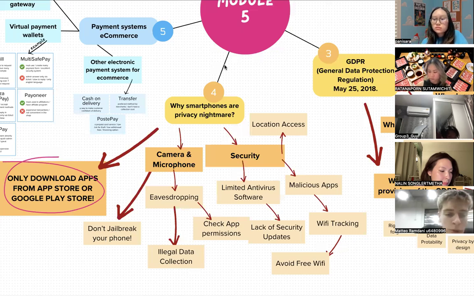So that's why you must always check app permissions, and you are also very heavily recommended not to jailbreak your phone. And with Wi-Fi tracking, please avoid using free Wi-Fi because free Wi-Fi exposes your device to malicious activity. And yeah, that's it.